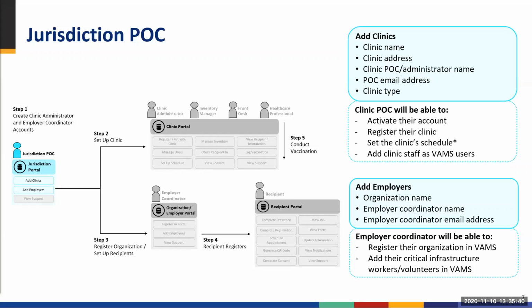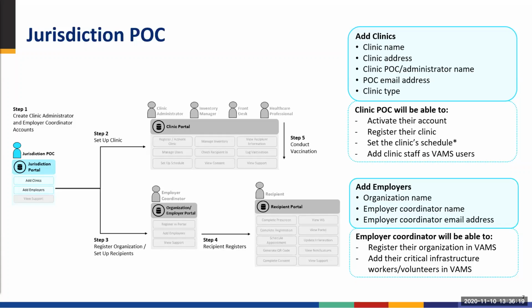I've been reaching out to clinics and employers and organizations in Michigan, and have most recently heard from John Montgomery, the clinic administrator for the MassVac clinic being set up at the Little Caesars Arena in Detroit. I'm going to add his clinic in the system by adding the clinic's name, clinic's address, John's name, and email address, and selecting his clinic type. This will allow him, as the clinic administrator or POC, to activate his account and register his clinic so he can begin setting up his clinic schedule, which he will show us how to do today.